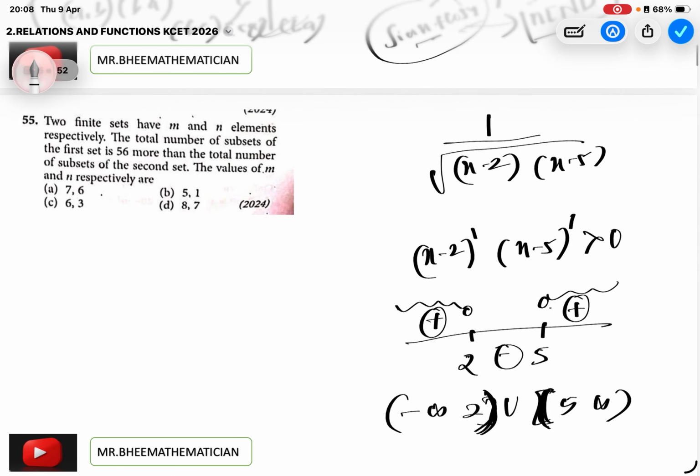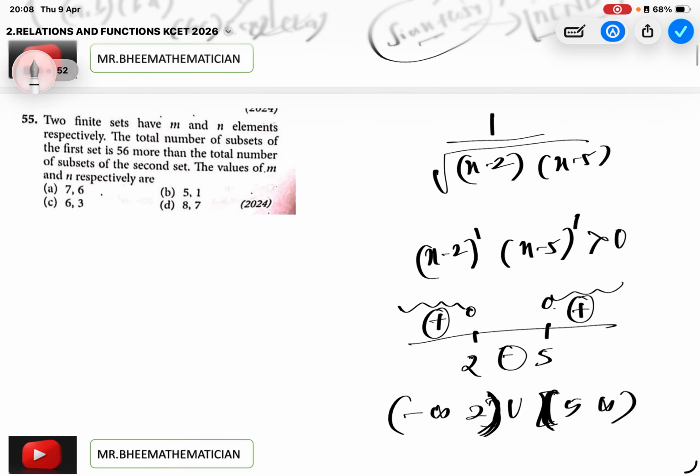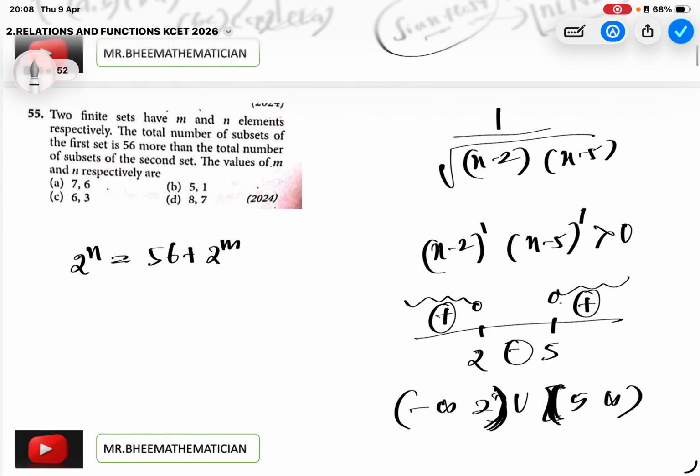I hope 56, 57, 58 are clear. These are 2025 questions. Now question number 55: two finite sets have m and n elements. The number of subsets of the first set is 56 more than the second set. Then trial and error for m and n. So here they have given m and n. So it is 2 to the power m minus 2 to the power n is equal to 56.